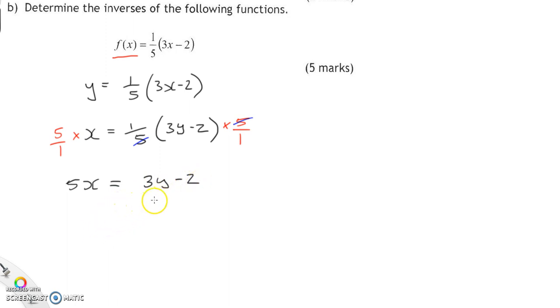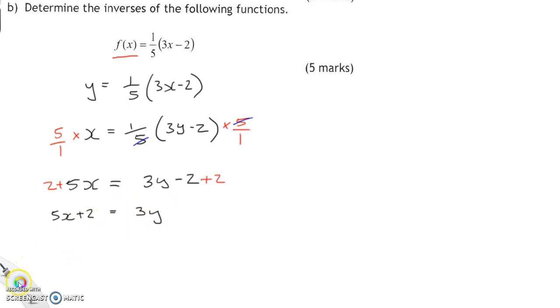And now we're going to try and just get 3y on its own here. So what we'll do is we'll add 2 to both sides, plus 2 onto this 5x. So that pans out like 5x plus 2 equals 3y.